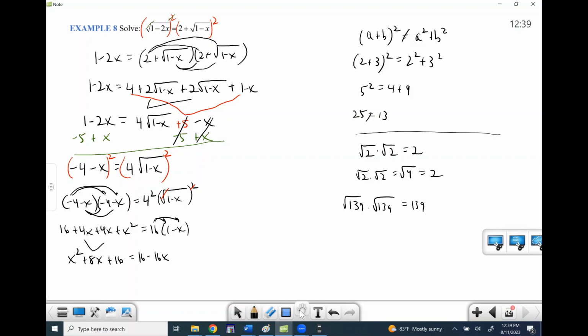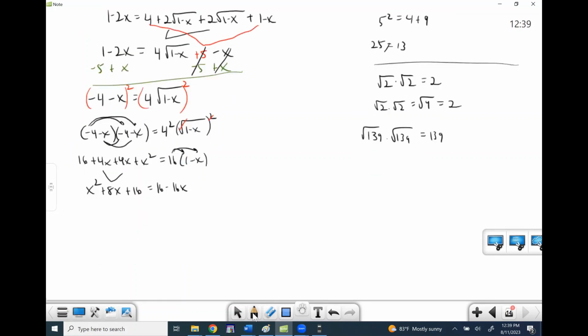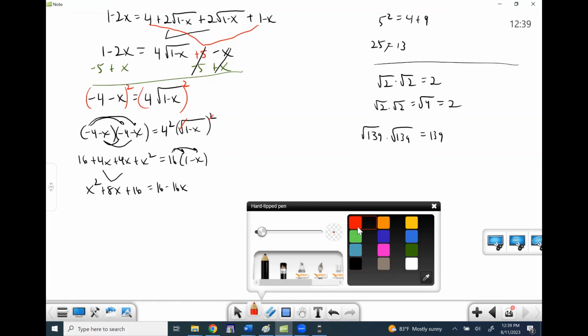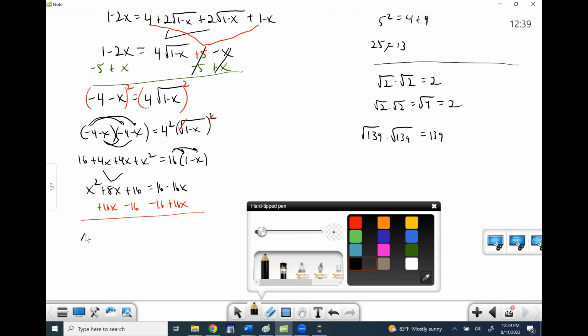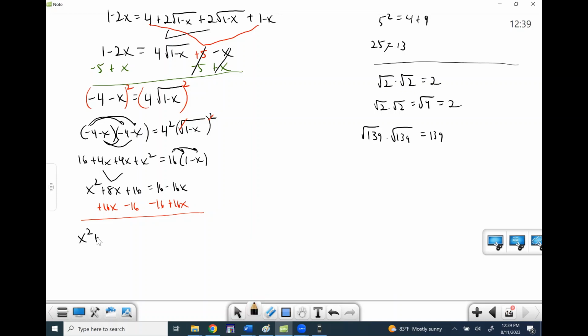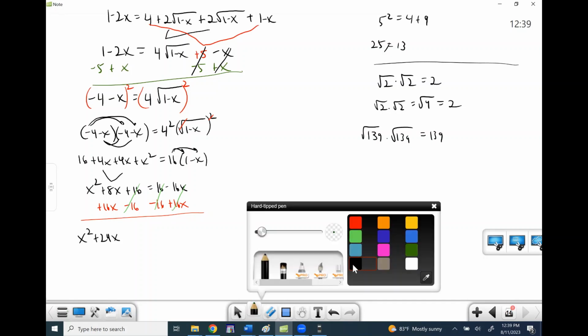All right, so we need to get everybody on one side, right? So I'm going to go ahead and take away 16 and add 16x, so that way those disappear. But that means that I would need to take away 16 and add 16x on the other side as well. So we're going to get x squared plus 24x. And it looks like all of the other stuff cancels out because they're opposites. So it's going to be equal to 0.